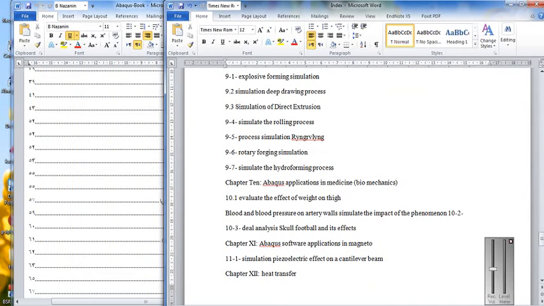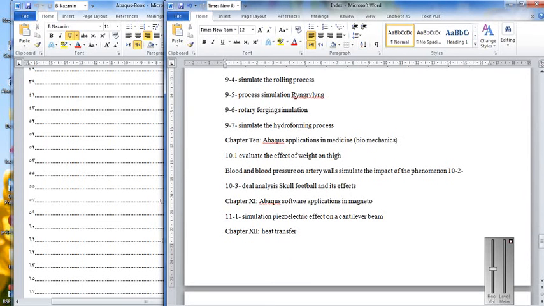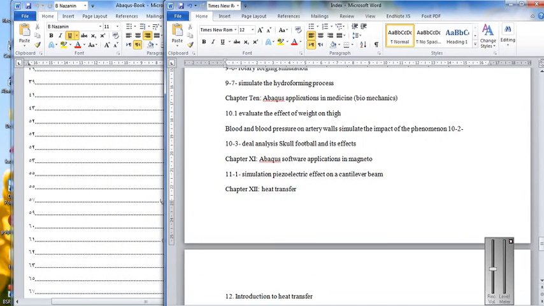And chapter 9, metal forming, explosion forming, deep drawing forming, direct extrusion forming or cold extrusion forming, ring rolling forming process, rotary forging, and simulation of the hydroforming by using SPH technique.